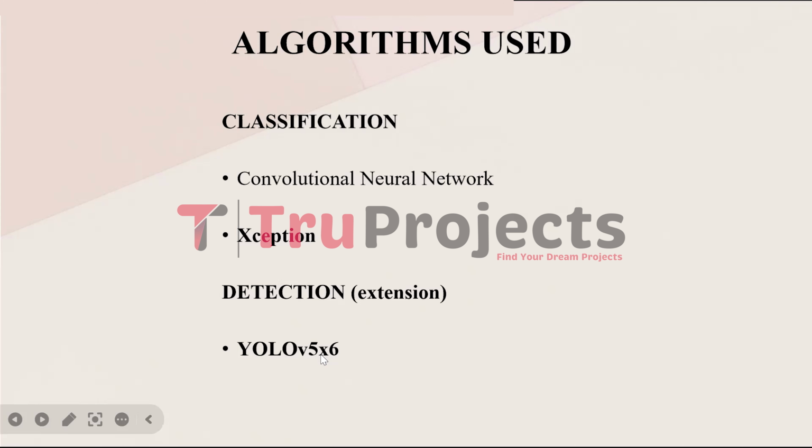YOLOv5x6 is an improved version of the YOLO model. The v5x6 denotes that it is a part of the YOLOv5 series, where 5 indicates the generation and x6 denotes the model size or complexity level. YOLOv5x6 incorporates advancements such as deeper networks, additional layers for improved feature extraction, and optimizations in training methodologies. So it excels in scenarios where rapid and accurate detection of objects is crucial. So this is about the algorithms built.